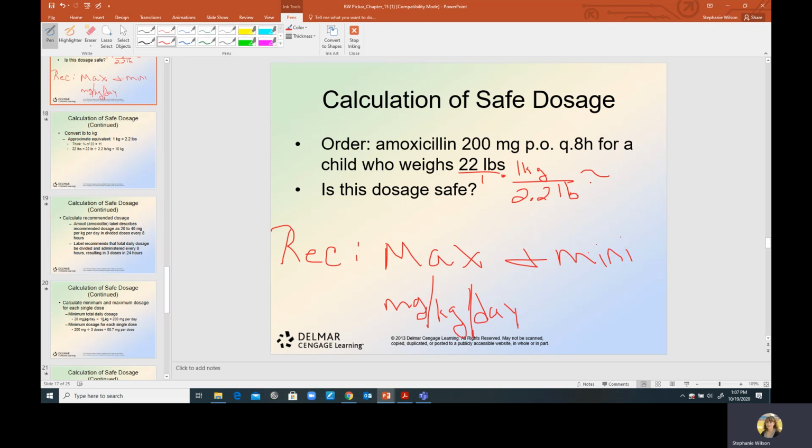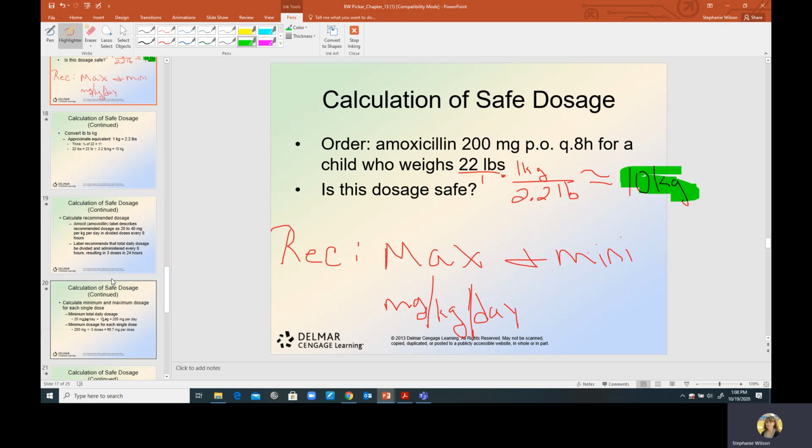So now when I say 22 divided by 2.2, we get 10, and it came out nice and pretty. So there's no rounding here. We would not put a decimal and a 0 behind it. This is done. So we know the child weighs 10 kilograms.